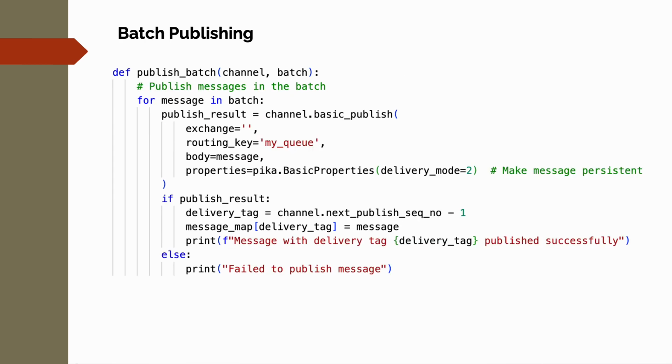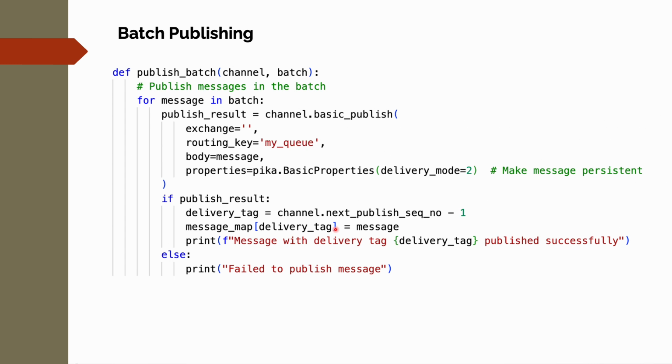This function demonstrates how to publish a batch of messages to RabbitMQ using the channel.basic_publish method. It sets the delivery mode to make the messages persistent and keeps track of the published messages using the message_map dictionary. Loops through each message in the batch. Publishes the message to the my_QQ using channel.basic_publish. If the publishing is successful, stores the message in the message_map dictionary with its delivery tag.